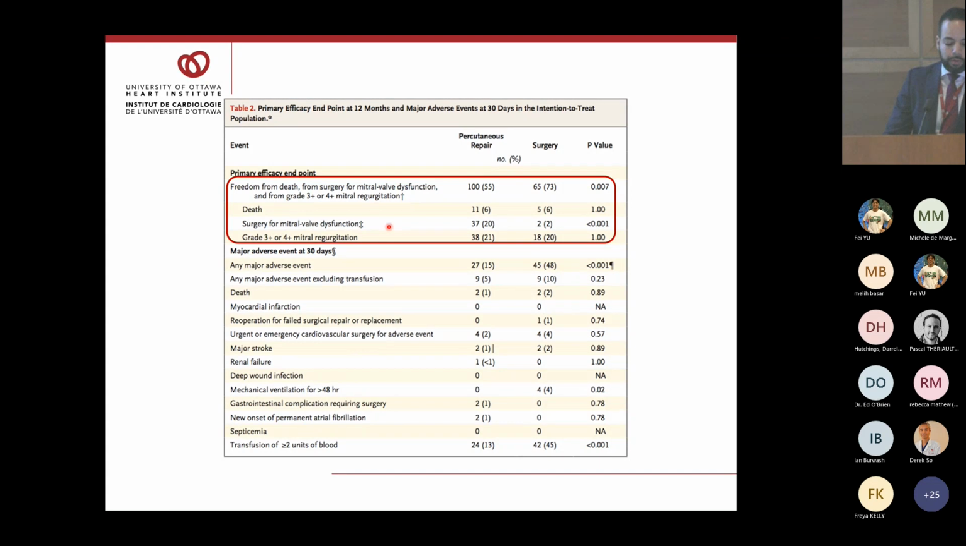I think the important part from this study is the safety outcomes. MitraClip is very safe in this patient population, with similar, if not better, safety outcomes for these patients.